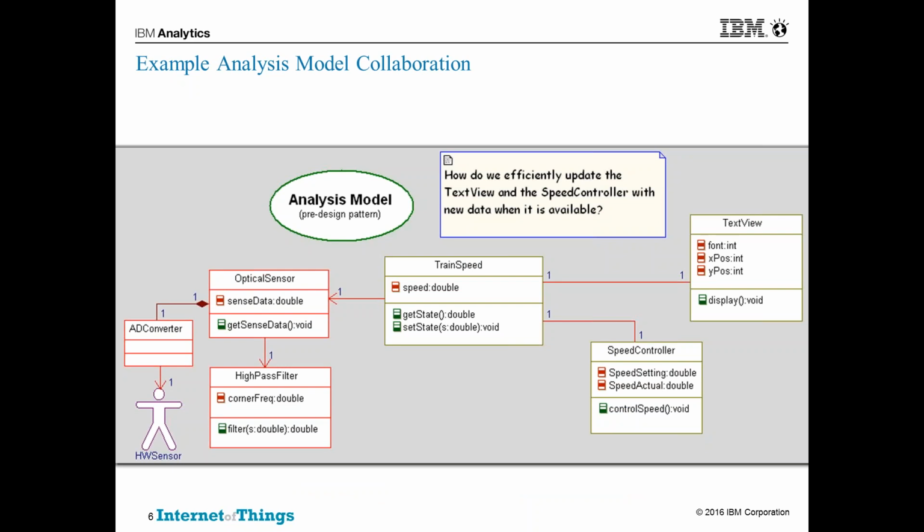So, quick example. Here we've got an analysis model. We've got a train going down a track, and it's got an optical sensor. So we shine a light at the wheel as it turns, and we've got a little hash mark on the wheel, and a photoreceptor which receives the return light from the wheel as it spins. And when it dips in reflection, because the hash mark goes by, we can time that, and because we know the size of the wheel, we can then do the math and produce the velocity of the train. So we've got this AD converter, optical sensor, and high-pass filter, and that results in train speed, shown here as a double.